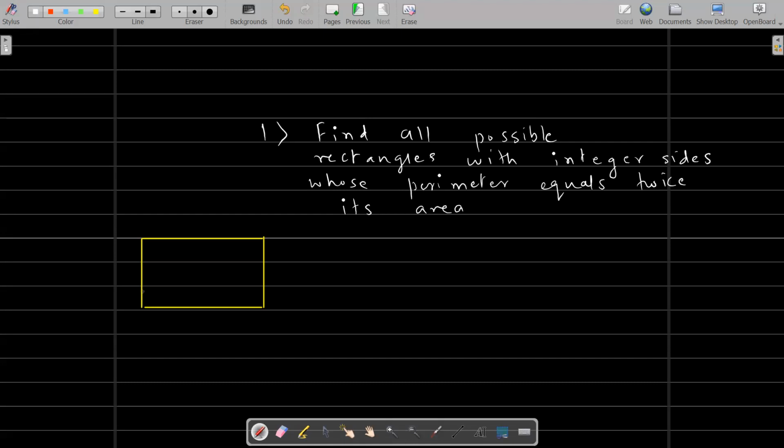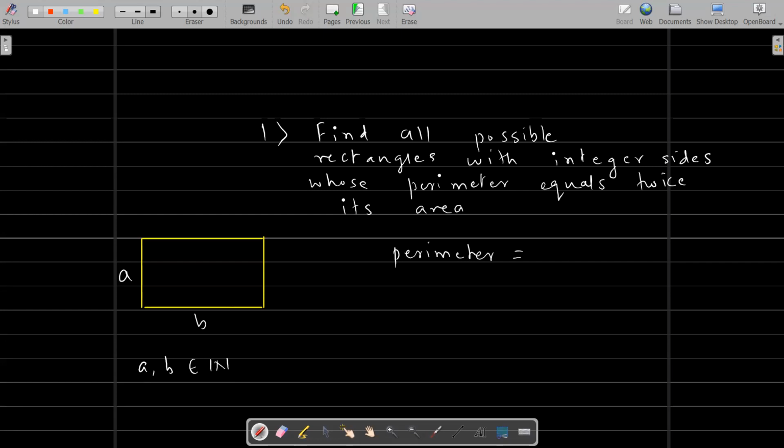So suppose the sides are A and B, where A, B are some positive integers. So I'm saying here A, B are natural numbers. Fine. So how much is the perimeter? The perimeter is twice the area.